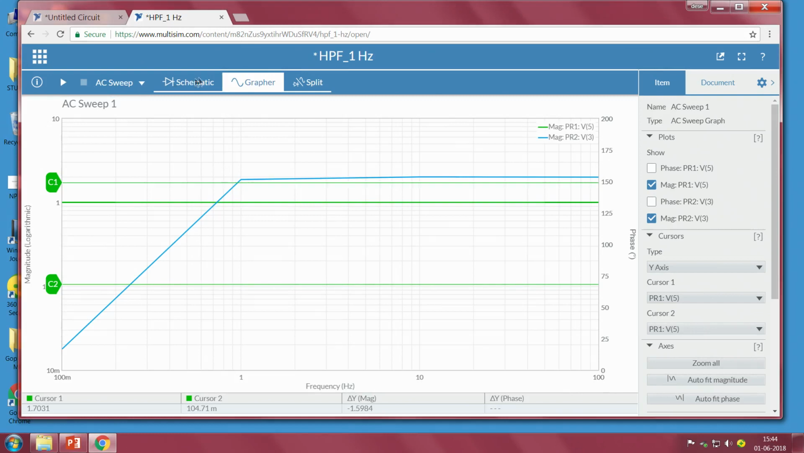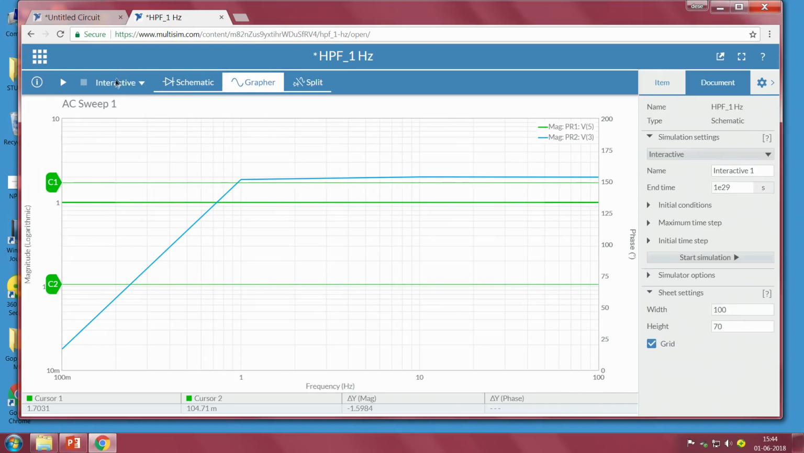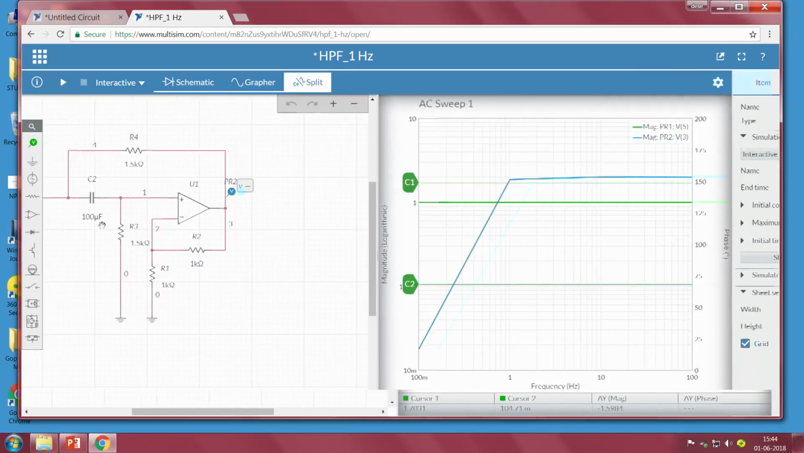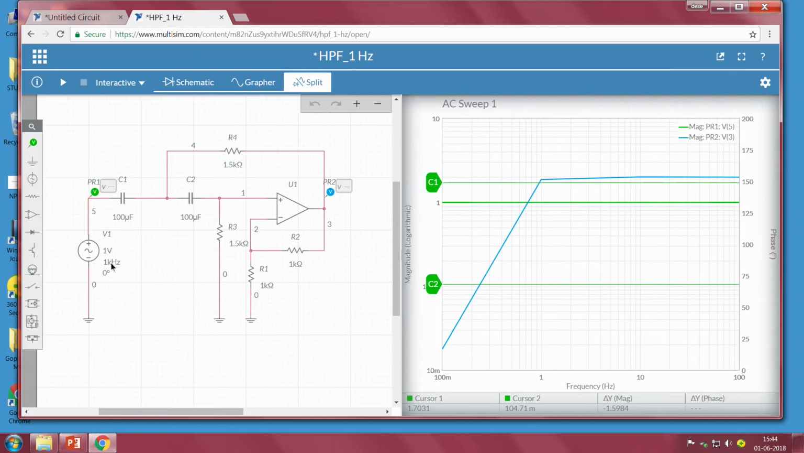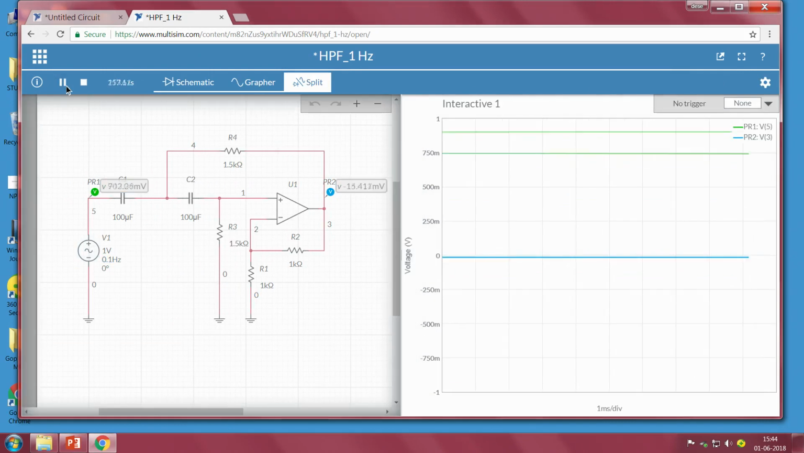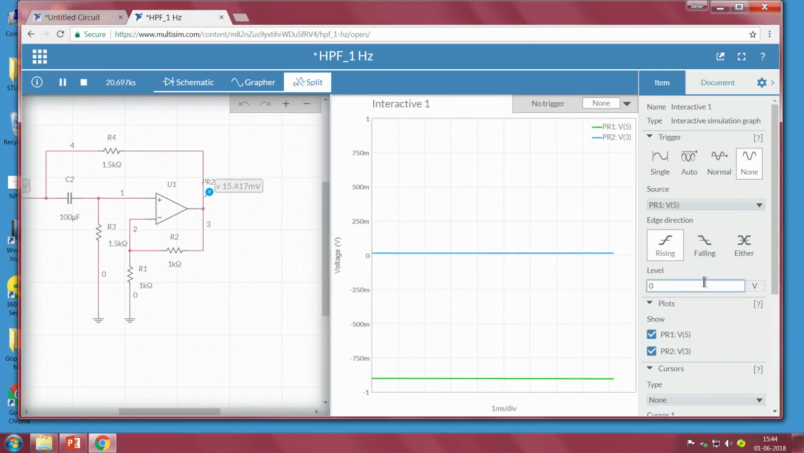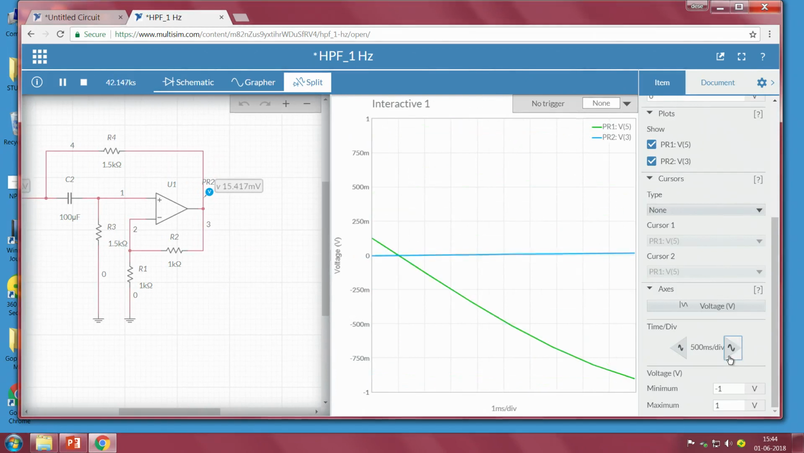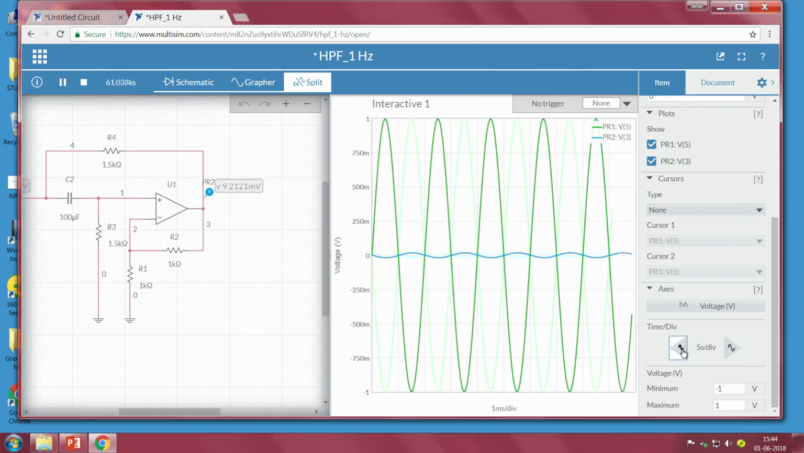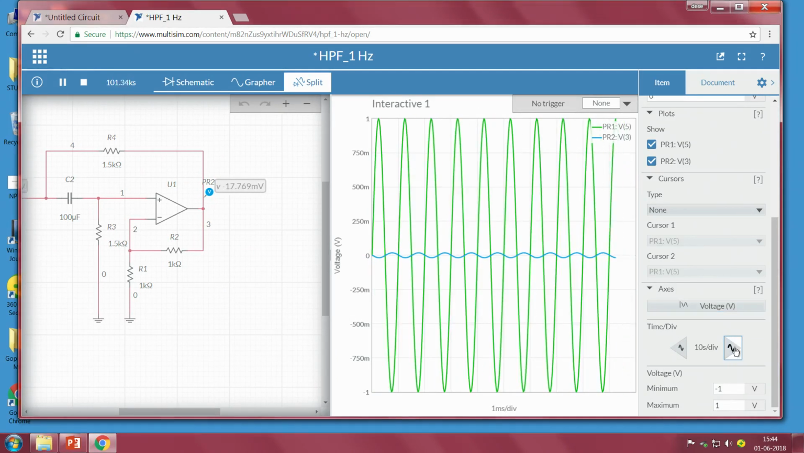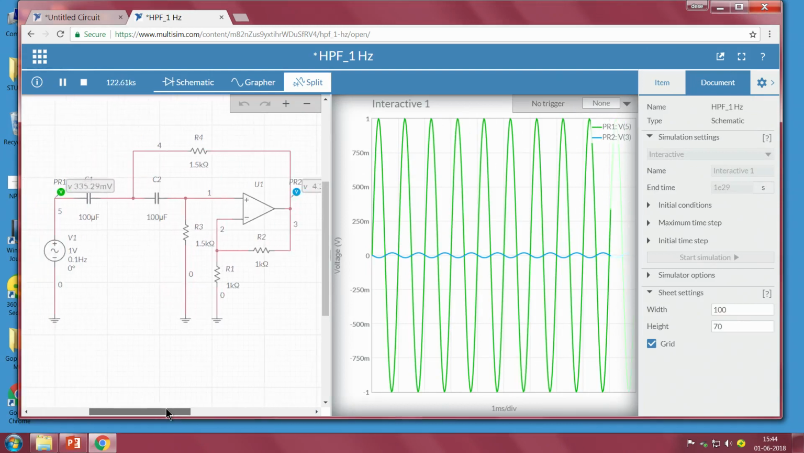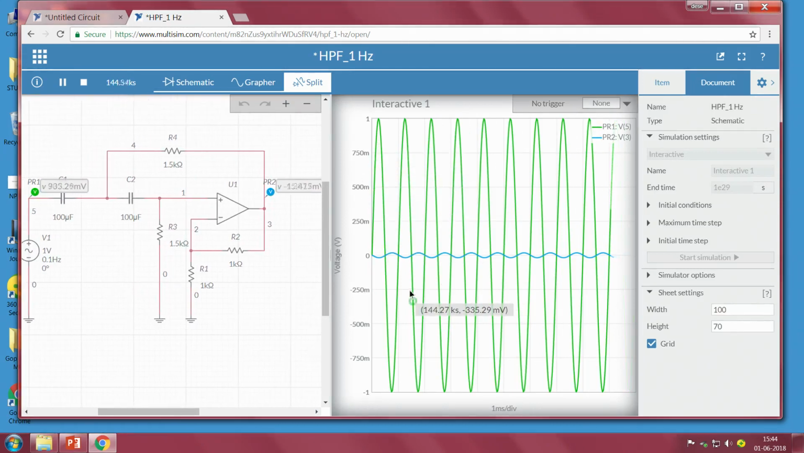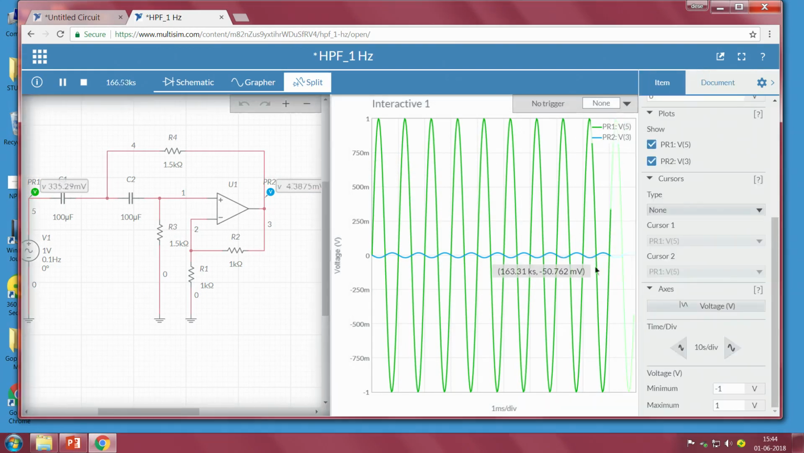One other way to look into this, rather than going into this, is to go to interactive and split it. Let me close this. We will split it and change the frequency from 0.1 hertz itself. Let me run it. We will change the settings. So, what is happening now? The peak voltage that we get is 2 volts, as we know.